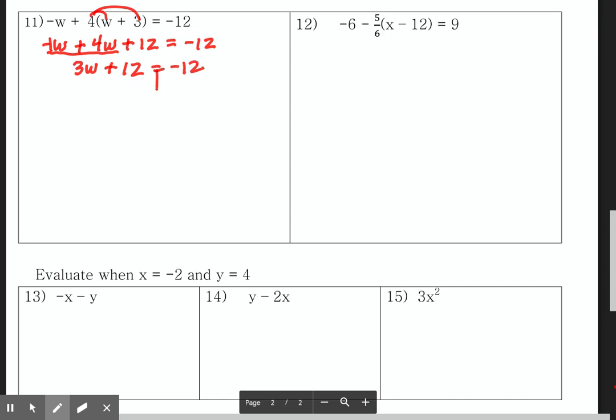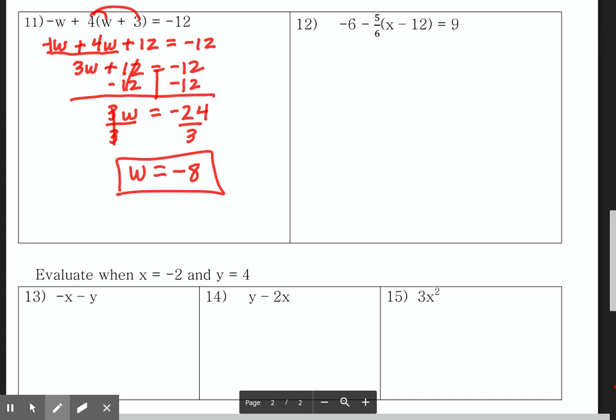So now we're ready to divide this equation in two. And I'm going to take this 12 and move it to the other side. So I'm going to subtract 12 from both sides. So I have 3W equals, same signs, add and keep, and then divide both sides by 3. So W equals negative 8.